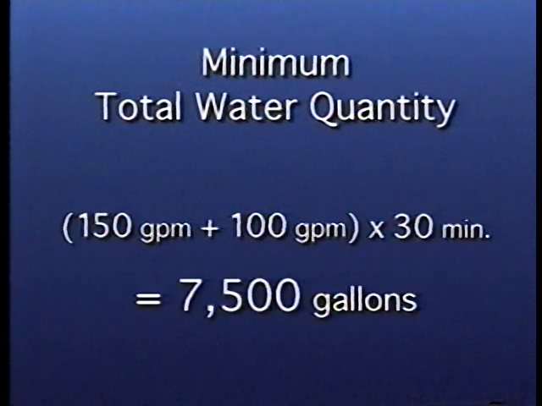or 7,500 gallons. The hydraulic calculations for a system would show a larger flow demand for the sprinklers due to friction loss in the piping network. This larger flow requirement should be factored into the sizing of the water supply.